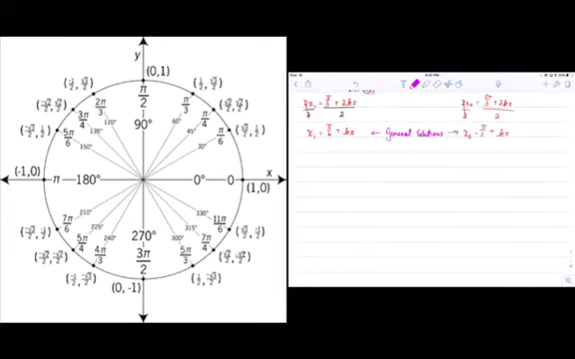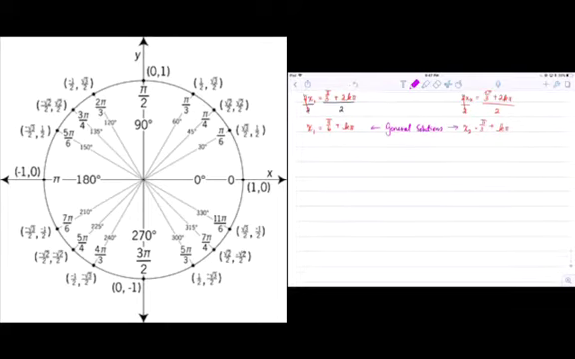Okay, now what if our question said list all solutions in a given domain? So let's say list all solutions from negative 2 pi to 2 pi. Okay, from negative 2 pi to 2 pi. Let's go ahead and do this in a systematic way.